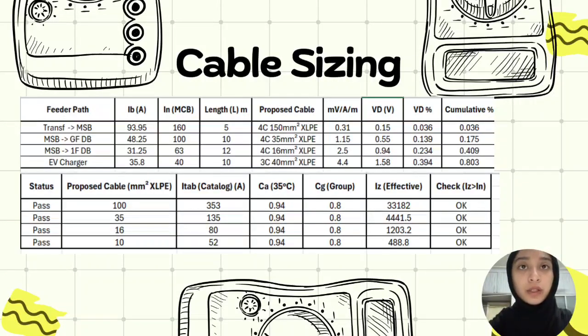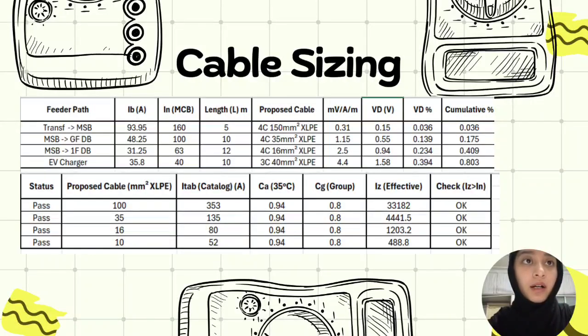And for cumulative, we need to calculate based on the VD percent. From the first VD percent we got 0.036. Next we need to calculate 0.036 plus 0.139 from the voltage drop. So the calculation maintains and we get the result.